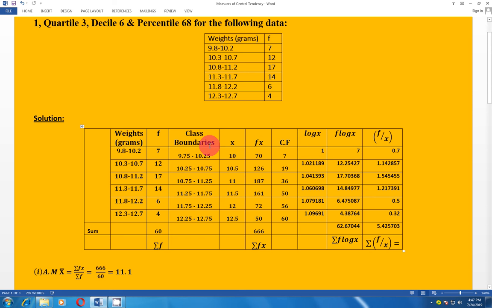After taking the class boundaries, the next step is to calculate the class mark, that is denoted by x, and to calculate the class mark we will add these two values, the lower class boundary and the upper class boundary, and divide the result by 2. 10.25 plus 9.75 divided by 2 is equal to 10. 10.75 plus 10.25 divided by 2 is equal to 10.5. 11.25 plus 10.75 divided by 2 is equal to 11, and so on.